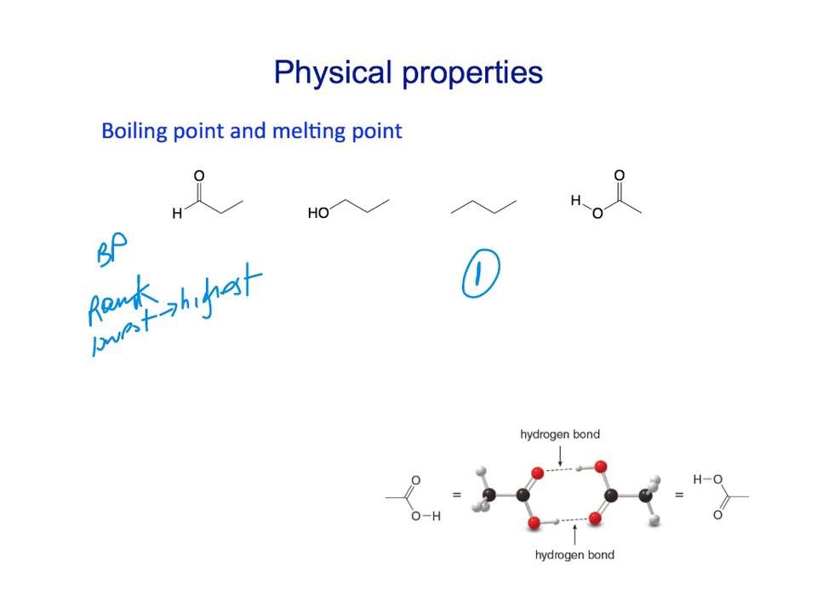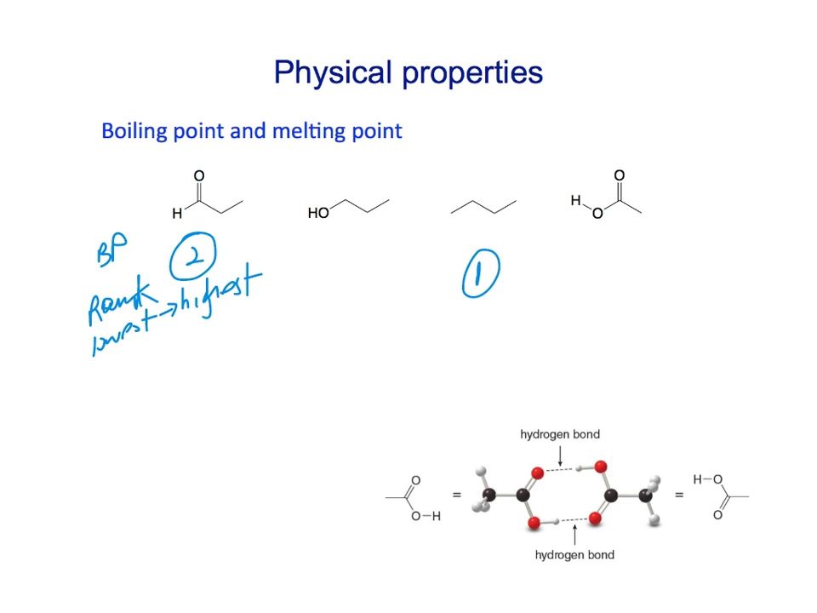Butanol? We don't have a butanol. The alcohol? The aldehyde will come next. Okay? So this would be 2. Right? Because aldehydes, there's no OH, so it can have dipole-dipole interactions, but it can't have any hydrogen bonding.